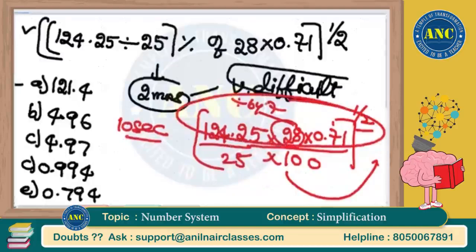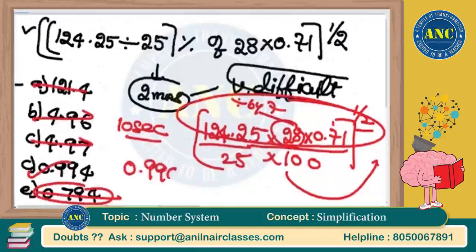7 is a prime number. A prime number cannot be decomposed further. Answer should be divisible by 7. These are not divisible by 7. 7 ones are 7, 7 fours are 28. Finish answer, 0.994. A 2-minute question converted into 10 seconds. 0.994, 7 ones are 7, 7 fours are 28, 7 twos are 14.